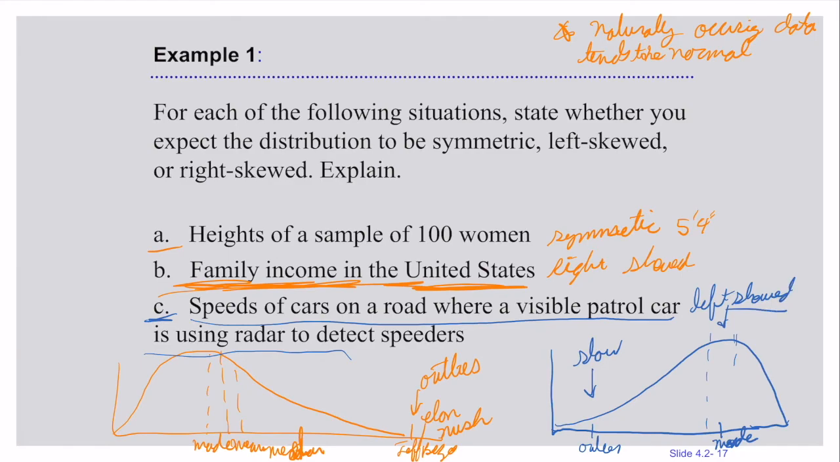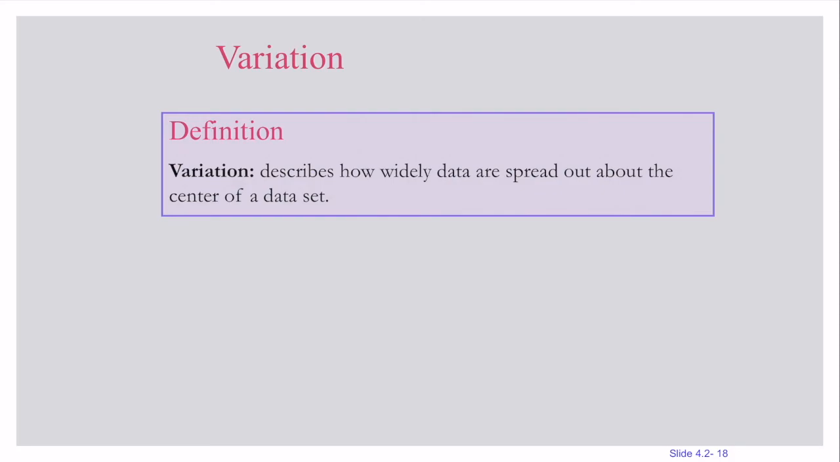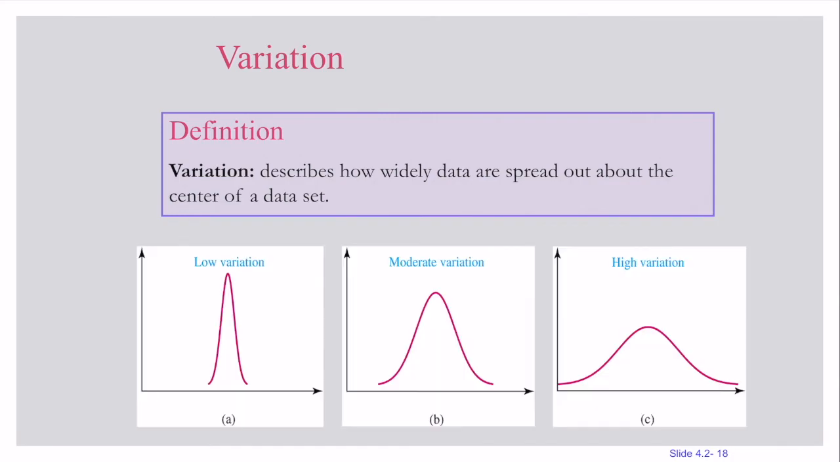Next, I want to talk about variation. Variation describes how widely data are spread out about the center of a data set. If I have low variation, my data is really concentrated close to that mean, median, mode value. Moderate variation, it's spread out a little bit, and high variation, it's spread out quite a lot away from that middle value or average value.